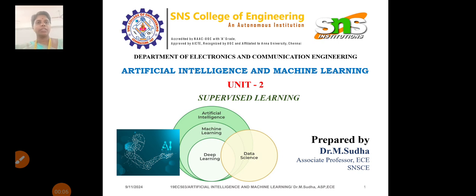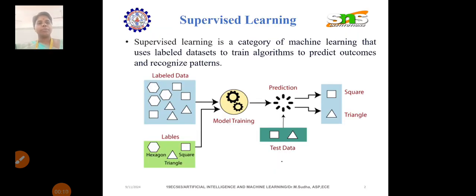That is Unit 2, supervised learning. From the name itself, we can come to a conclusion. What does it mean? The learning is done under supervision, some monitoring. Okay, so here is the definition of supervised learning.